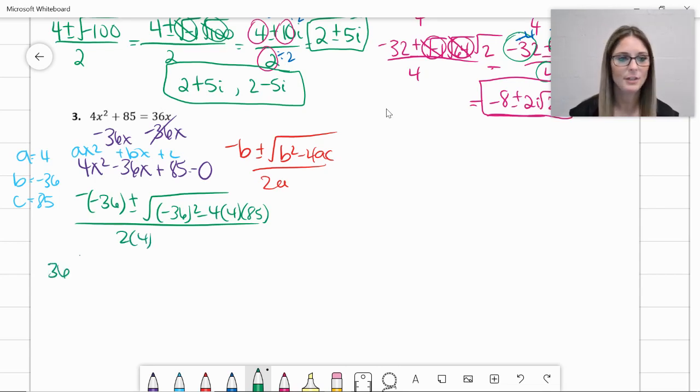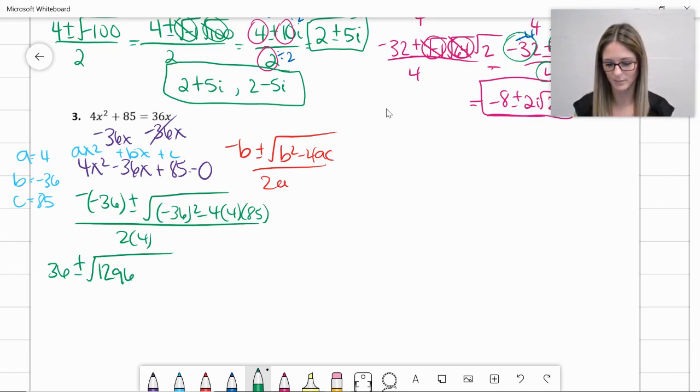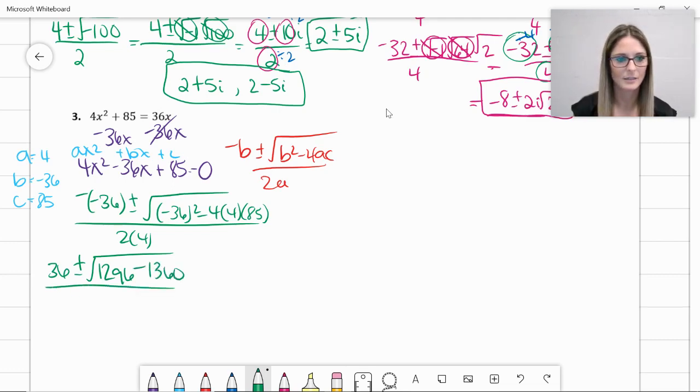Two negatives make a positive 36 plus or minus the square root of, now again, b was negative. When I go to square b, it's going to be a positive number every time. So negative 36 squared is positive 1,296. I'm going to multiply negative 4 times 85. That gave me negative 1,360. All over 2 times 4 is 8. 36 plus or minus the square root of what is 1296 minus 1360. A negative 64, like that.